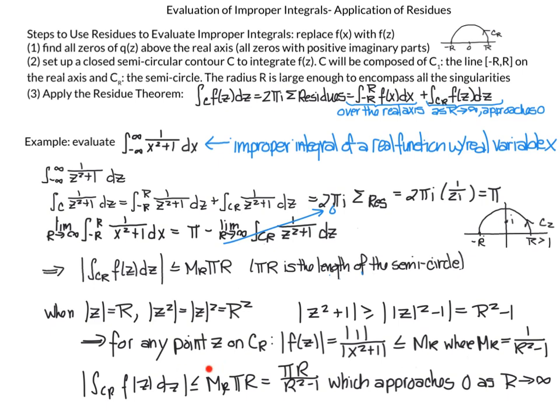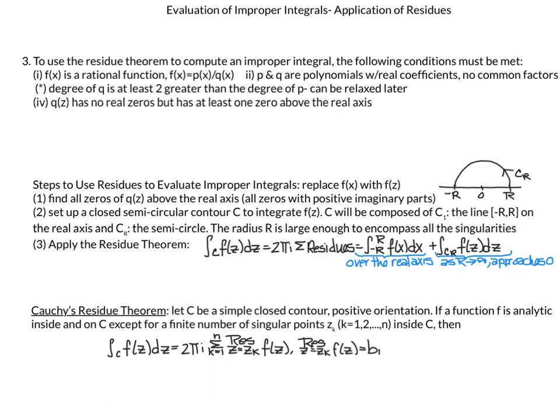This is how we finished this problem, but I do have two things to comment on. The first are these conditions here that we wanted to satisfy so that we could use our technique. And the condition that we're going to look at here is the degree of Q is at least 2 greater than the degree of P.